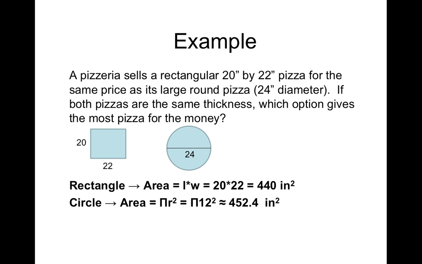For a circle, it's pi r squared. So we know the diameter, we need to take half of that. Pi times 12 squared, we get 452 square inches. So the round pizza is a better deal.